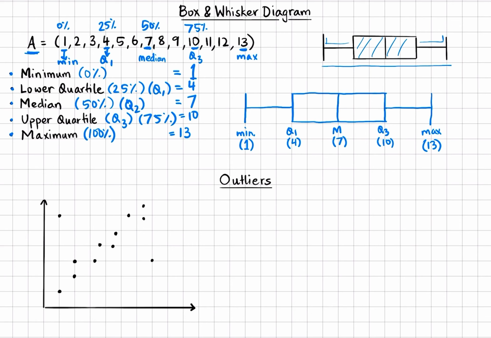The next thing I want to talk about is outliers. Now, outliers are part of data sets, so they are data points that are in my data set, but they can be data points that are very different from the rest of my data. What do I mean by that? Let's look at the picture I drew here.